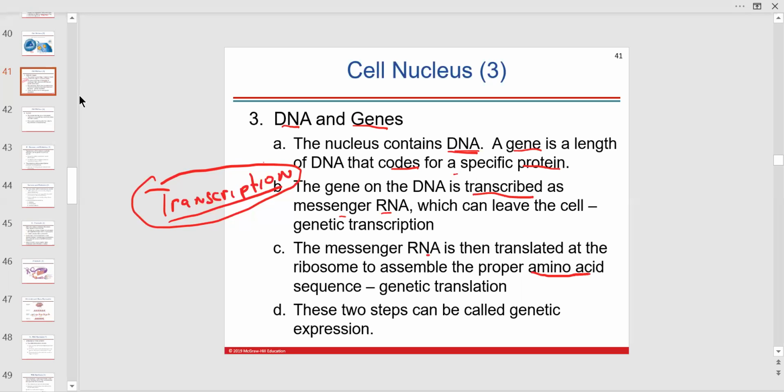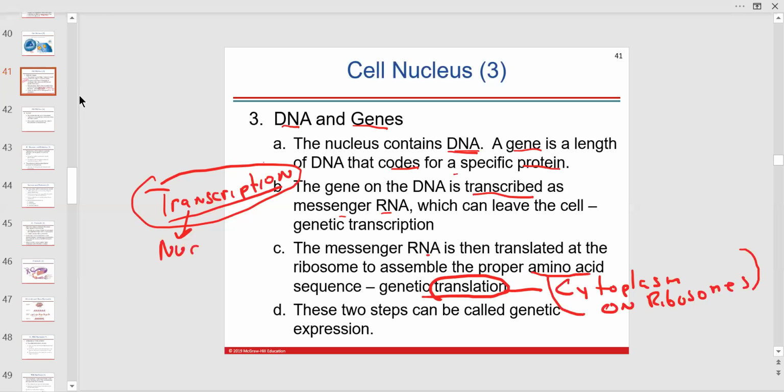Transcription and translation. Now, translation happens in the cytoplasm. Where? On the ribosome. So by all intents and purposes, translation from messenger RNA to amino acids is protein synthesis. So transcription is in the nucleus. That would be a good takeaway from this part of the lecture.